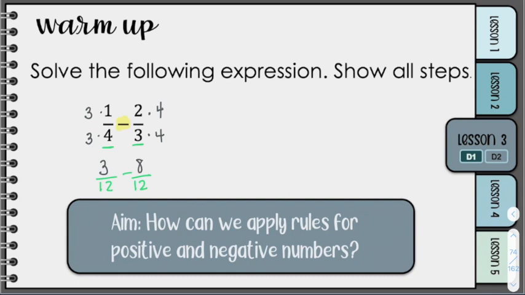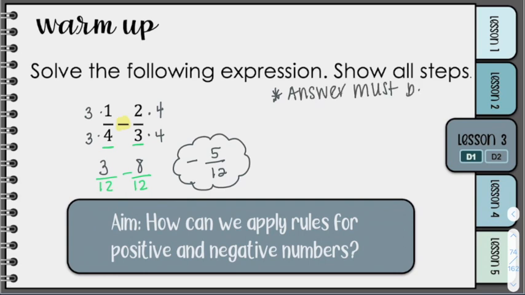you get 8 over 12. So here we have 3 twelfths minus 8 twelfths, 3 minus 8, you get negative 5 twelfths as your answer. Remember, your answer must be negative. The largest absolute value, that's what sign you'll use in your answer.